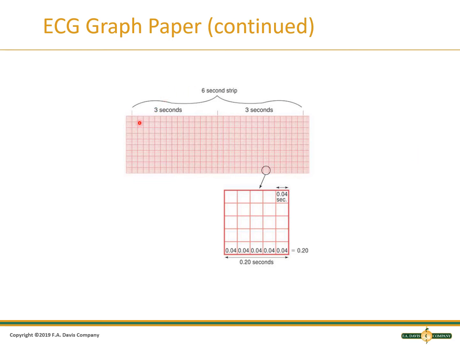5 of these big squares equal 1 second. Thus, we come back to 15 of the big squares equaling a 3-second interval. In 1 minute, we have 1500 small squares. This is something we will be using later for interpretation of heart rhythm strips.